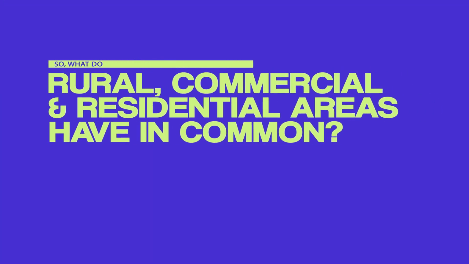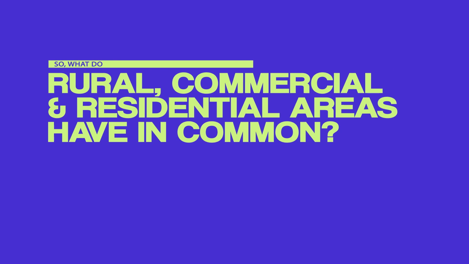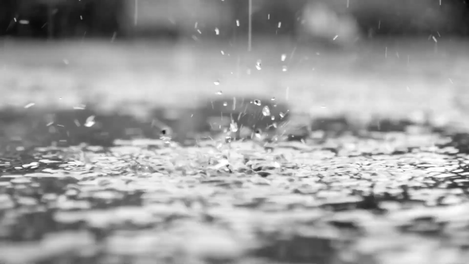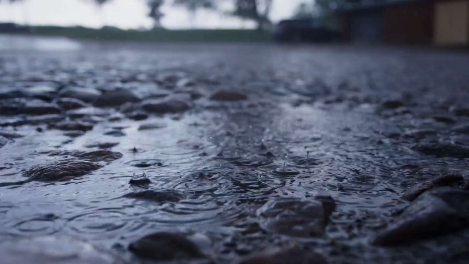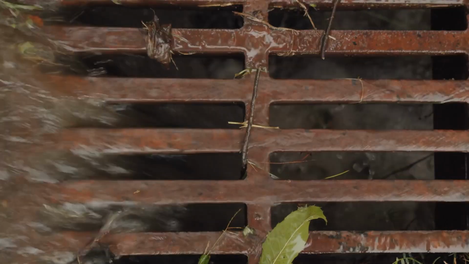So, what do rural, commercial, and residential areas have in common? When it rains, each area has stormwater runoff that needs to be managed. Impervious surfaces make an impact on both the environment and the community.